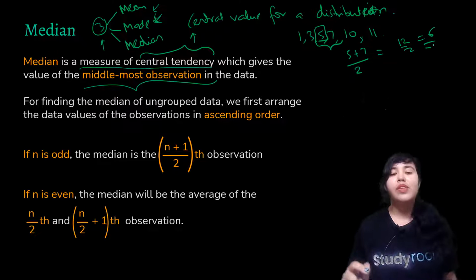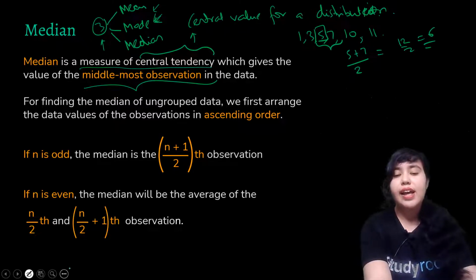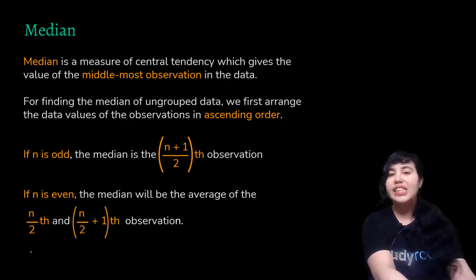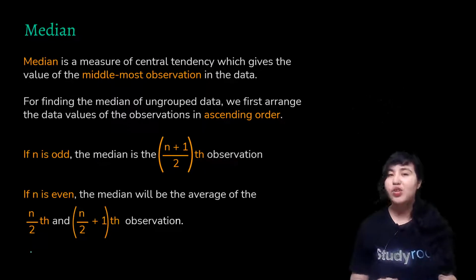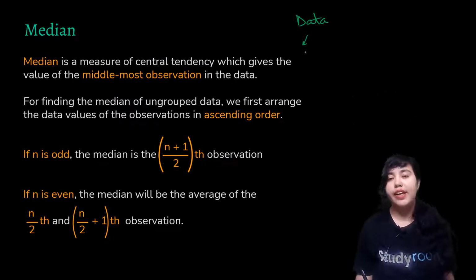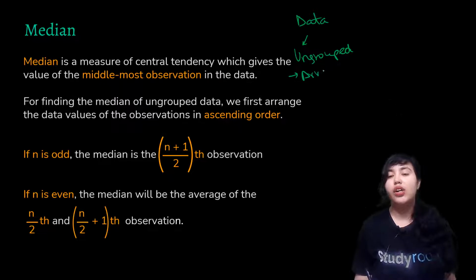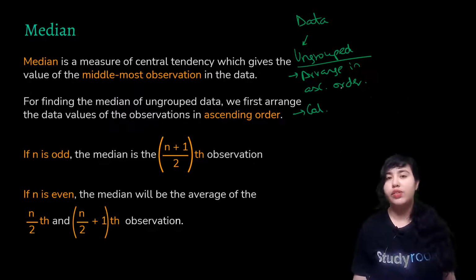Let's just see that. So far we've seen that your data can be of 2 types. It could be grouped or it could be ungrouped. So first let's see how to calculate the median for ungrouped data. So your data, if it is ungrouped, first of all you need to arrange your data in ascending order. Okay, arrange your data in ascending order and then calculate the number of observations that you're having. Okay, you have to calculate n.